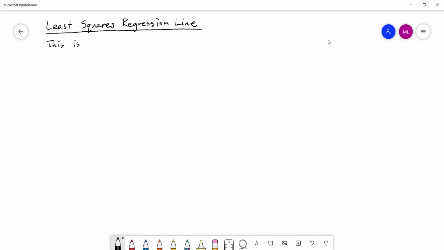This is the line that best fits a set of ordered pairs. We did the example before where we talked about basketball points per game and salary. This would work on any one of those scatter plots that we talked about before, and we can come back to the applications again in just a little bit.